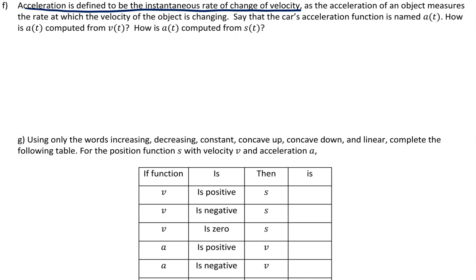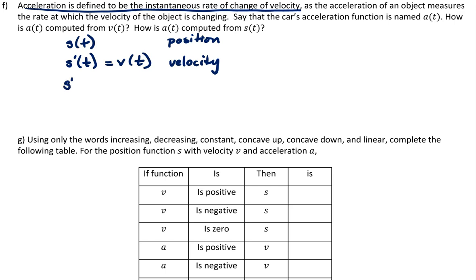So I would like us to very clearly state how we calculate A of t from V of t or from S of t. So if we start from S of t, if we take one derivative, the limit as h goes to 0 of S of t plus h minus S of t all over h, we would get S prime of t. And S prime of t is the same thing as V of t. The derivative of your position function is your velocity function.